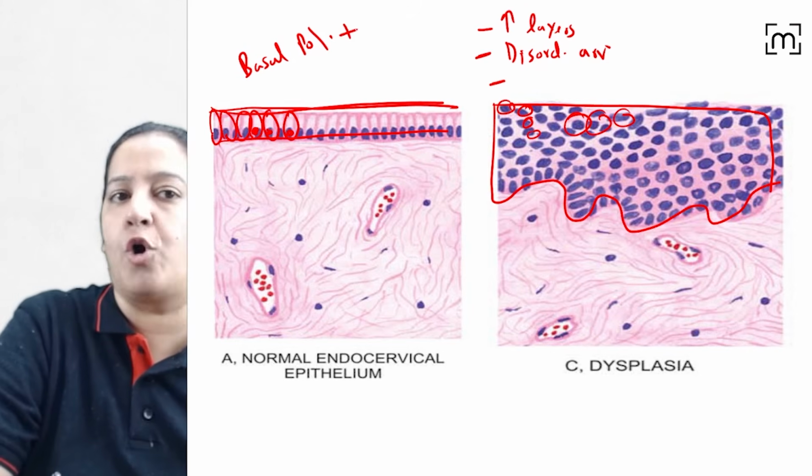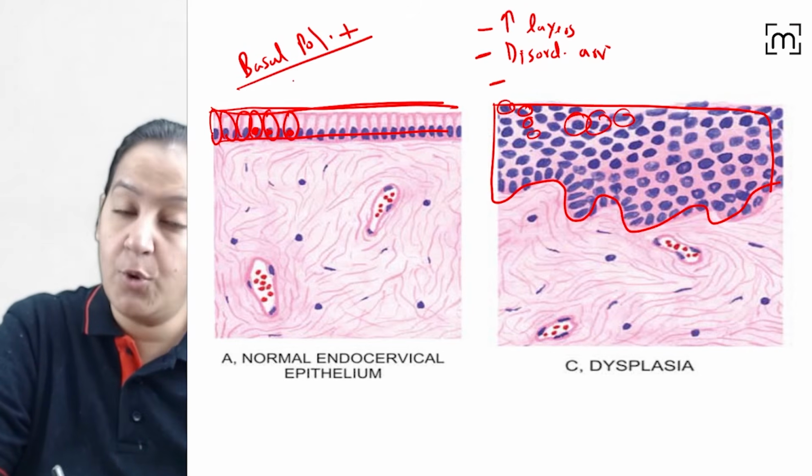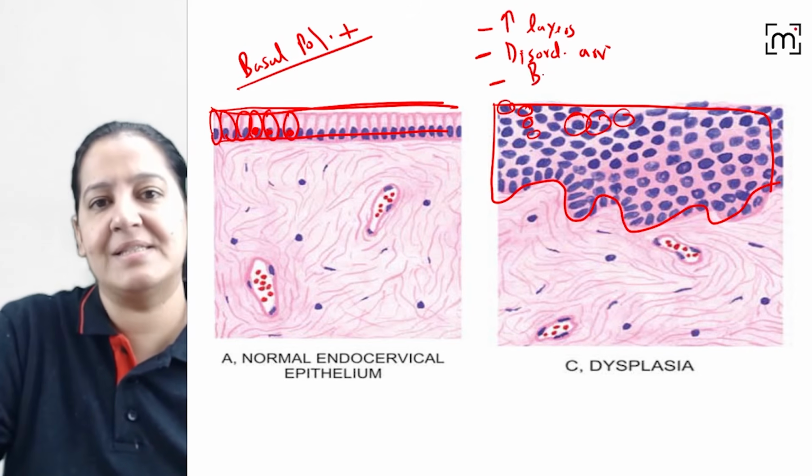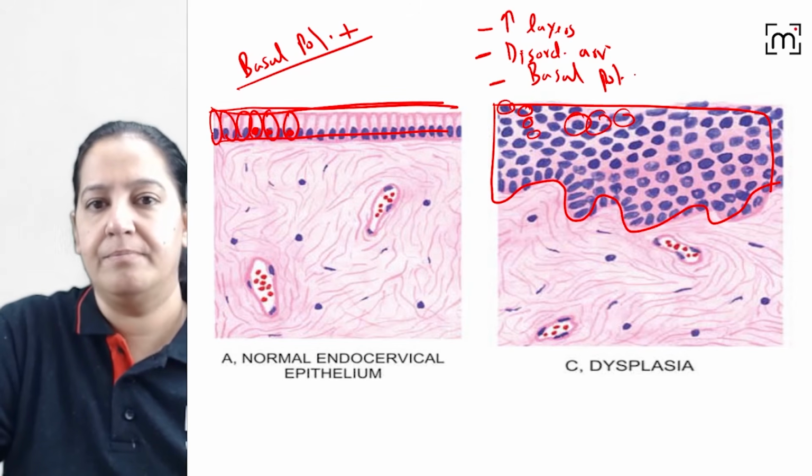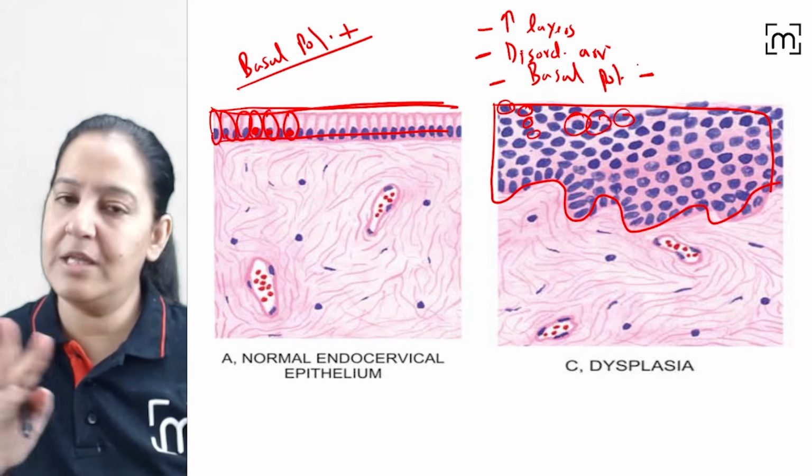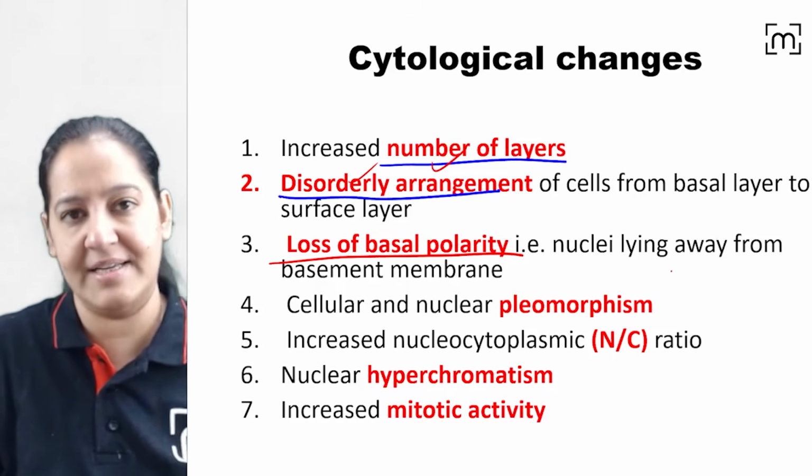Basal polarity is present normally. Present means the nucleus is towards the base. But here basal polarity is lost. Basal polarity is lost, like the nucleus is present haphazardly anywhere. That is the third thing.